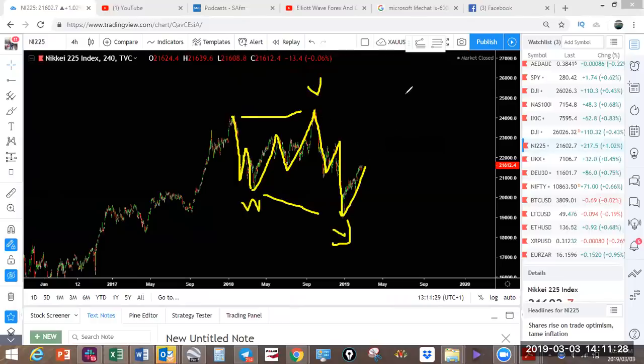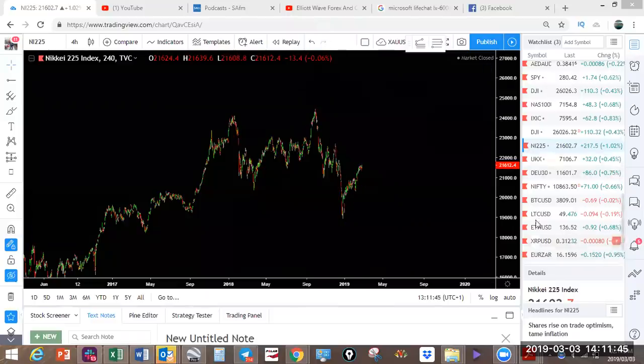Okay, and we're looking for these to push higher. There's a difference between when it's an ABC, when it's a WXY. All right, so now this is the Nikkei, we're looking for a push higher. It has already broken out of the structure. Continuation, look for deep corrective structures for upside. That is the Nikkei.